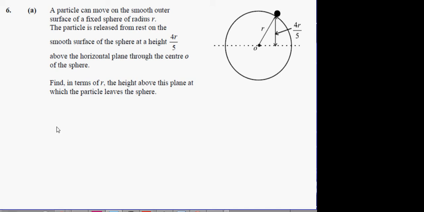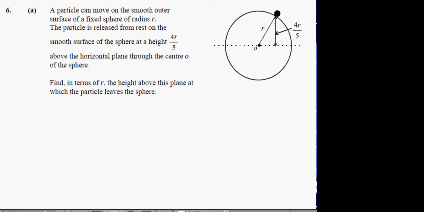Okay, so we have to find, the particle can move on the smooth outer surface of a fixed sphere of radius r. The particle is released from rest on the smooth surface of the sphere at a height 4r over 5 above the horizontal plane through center O. Find in terms of r the height above the plane at which the particle leaves this sphere. Alright, that makes sense, okay?